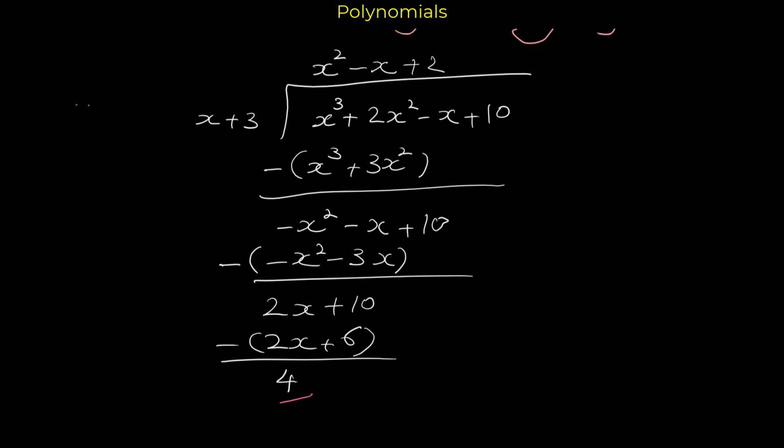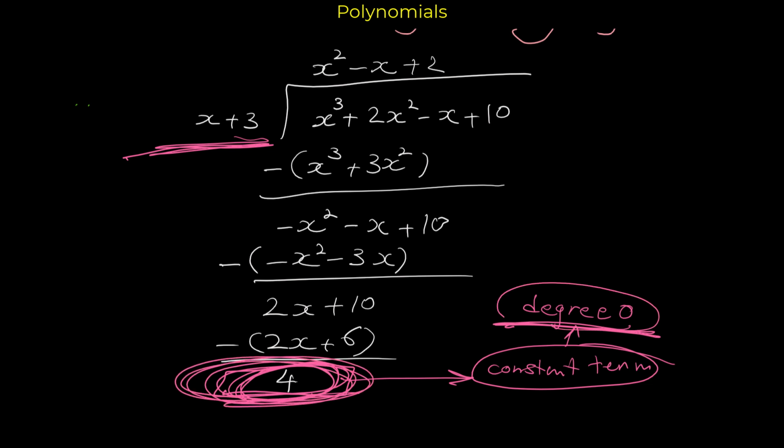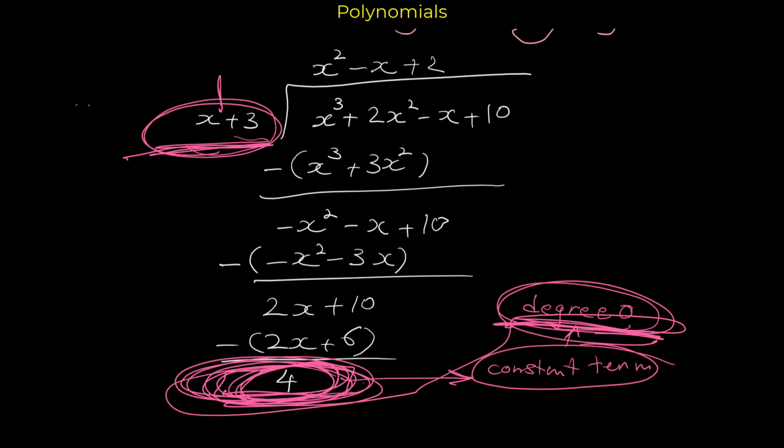Attention, when we get just a number as the remainder, a number is a constant term. A constant term can always be considered as a term with degree 0. When the degree of the remainder is less than the degree of the divisor, we have to stop. The remainder degree is 0, and the divisor degree is 1.